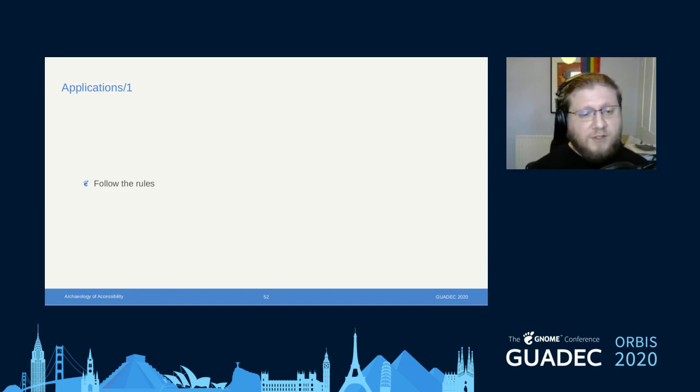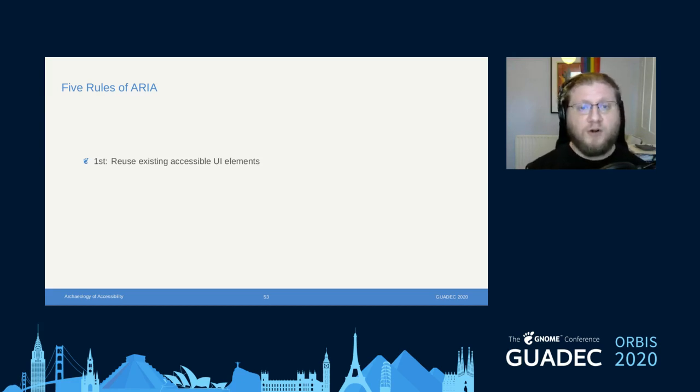And for applications, you have to follow the rules. ARIA has 5 rules. The first one is reuse existing accessible UI elements. Do not try to do your own thing. Not in terms of do not try to make your own widgets, but do not try to add stuff from scratch. Try to reuse existing concepts, roles, and properties and states. The second one is do not change the semantics of a UI widget, an accessible widget.